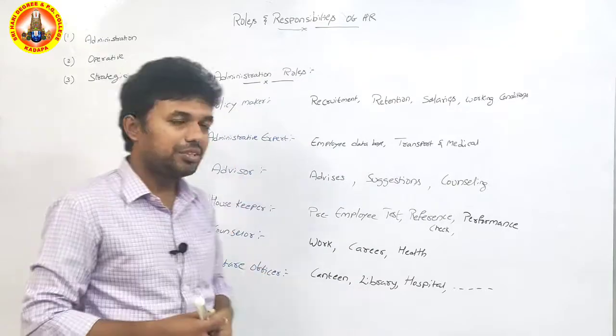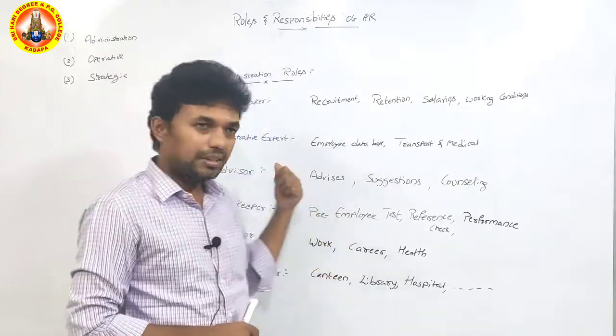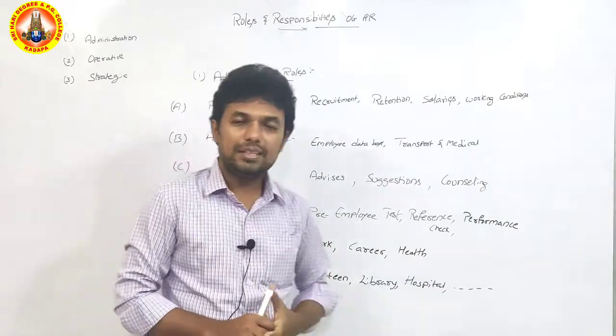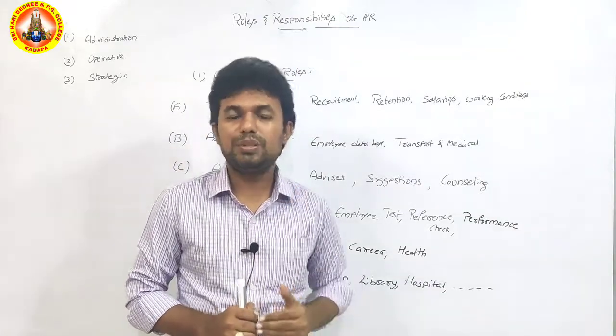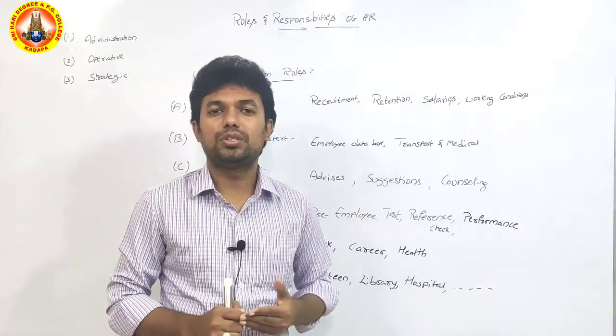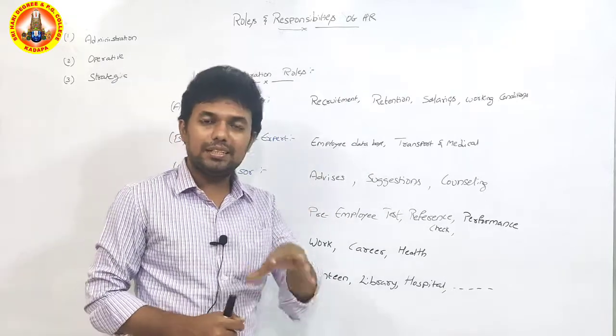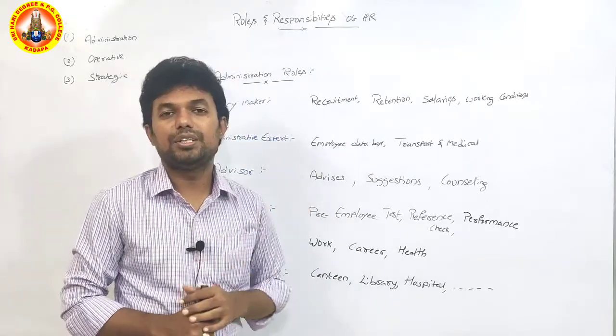And the next one, administrative expert. The second administrative role is the administrative expert. Here the HR manager must be an expert in managing duties, responsibilities, and procedures, and in maintaining the employee database and employee files.